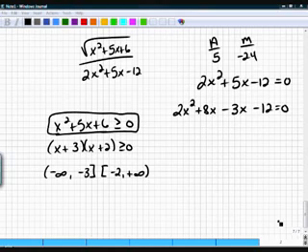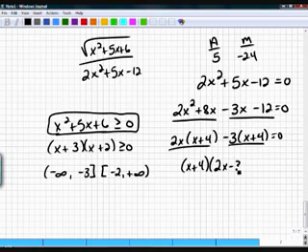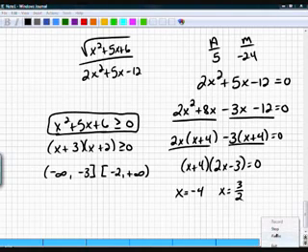Okay, after you get a split, divide it into 2 groups. First group, second group. Out of the first group you pull 2x, and you're left with x plus 4. Out of the second group, pull negative 3, you're left with x plus 4, which further factors into x plus 4 and 2x minus 3. I'm sorry, I do it a different way each time. So x is negative 4, and x is 3/2. I'll slow down, let you catch up again.